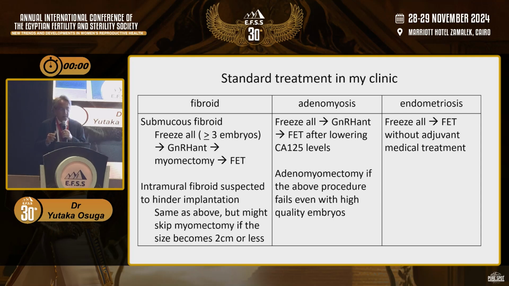In that situation, we usually check serum CA125 levels. Usually serum CA125 levels decrease after 1 to 3 months of treatment with GnRH antagonist. And after we confirm CA125 levels are in the normal range, we do embryo transfer. And if no treatment works, we do adenomyomectomy. So adenomyomectomy is a kind of last resort.